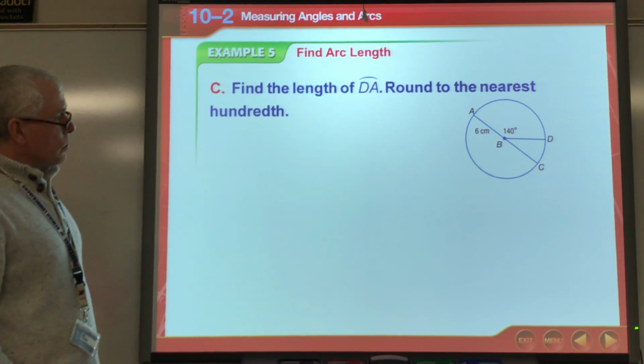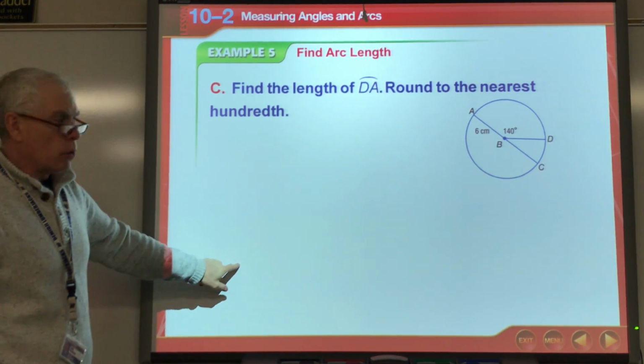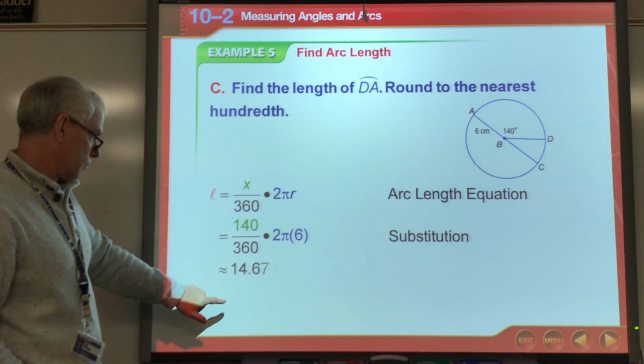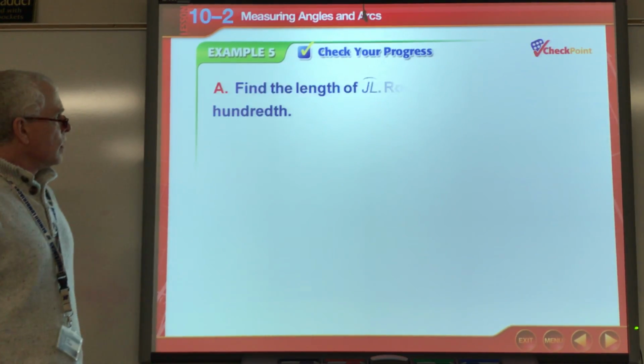DA on this one, the central angle is 140, so same problem as the last one. Instead of 152, I'm using 140 this time. 14.67. All right, your turn.